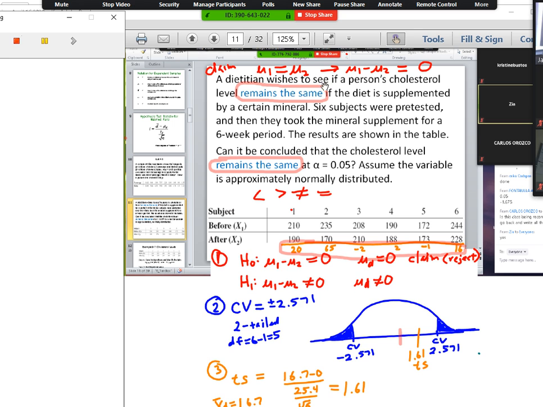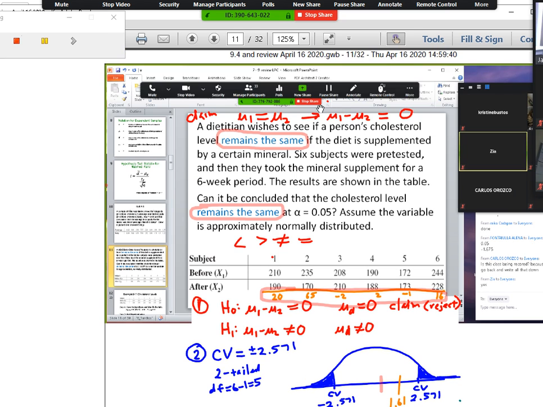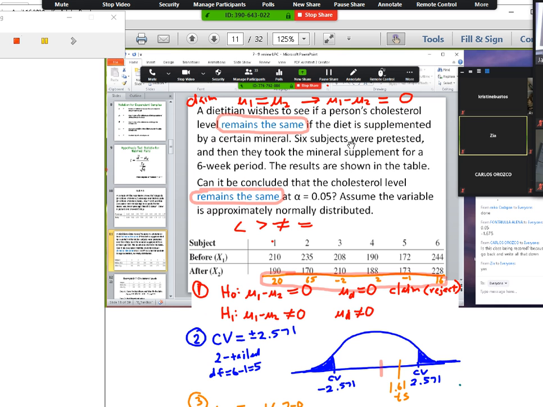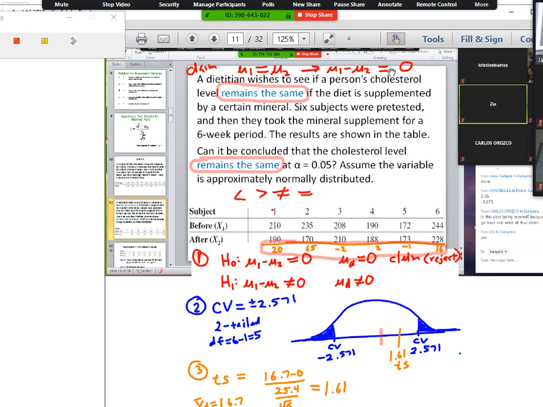Okay, so here, the claim is she wants to see if a person's cholesterol remains the same, right? So in other words, mu1 should equal mu2. So your claim is that mu1 equals mu2. For these, you write this as mu1 minus mu2, because for the dependent case we always do mu1 minus mu2, because we're going to subtract them and take their differences. If they're equal, then when you subtract them, what you get should equal 0. So my claim is that their differences, the mu d's, equals 0.